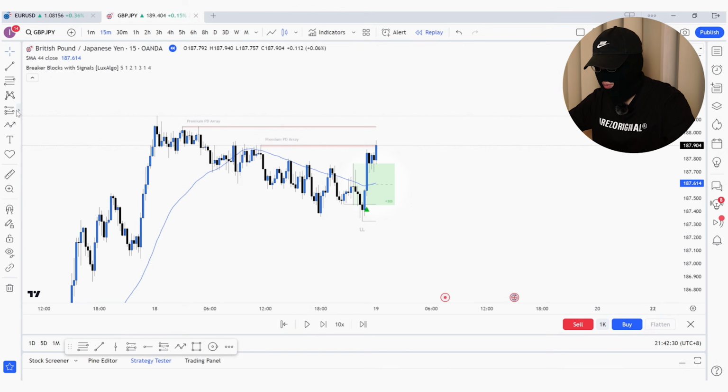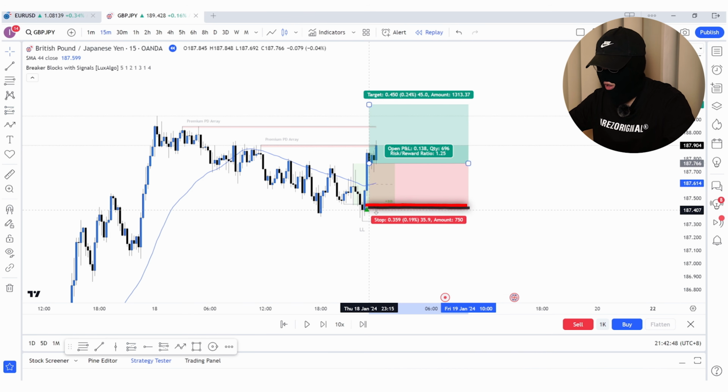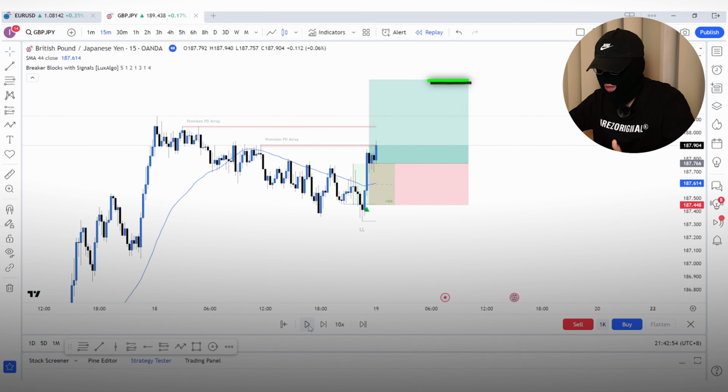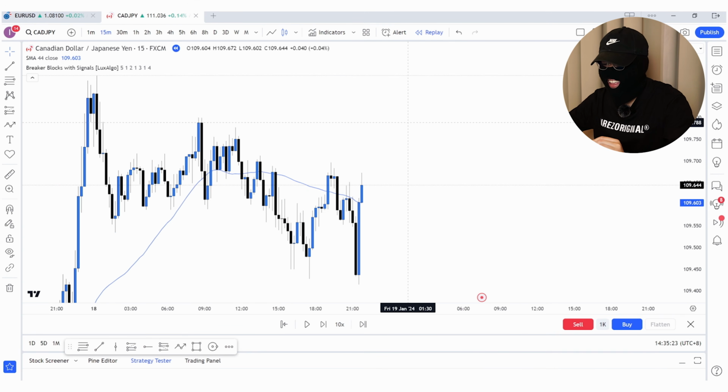Next, I'll wait for price to retest the breaker block, and when it does, I'll check to ensure that the moving average is below the current price as our added confluence to buy. Since the moving average is below the current price, this buy setup is valid, so I can place a buy position with stop loss below the breaker block with targets for a 1-to-2 risk to reward ratio. So let's see how it plays out. And there we go. TP smashed. Let's take a look at the next example.